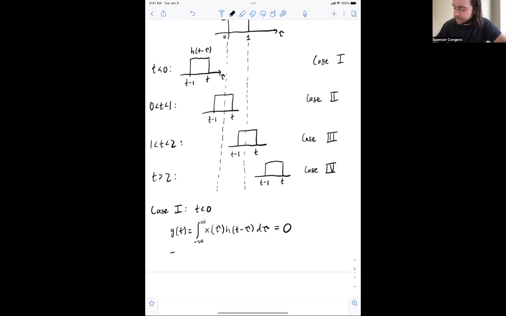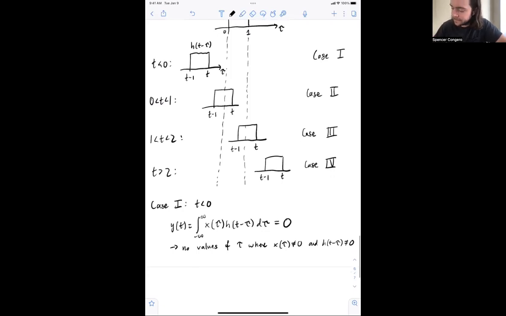Now I'll just make a note. This is because there are no values of tau where x of tau doesn't equal 0 and h of t minus tau doesn't equal 0. And so that integrand is just always 0 for all tau, and the integral of 0 is 0.